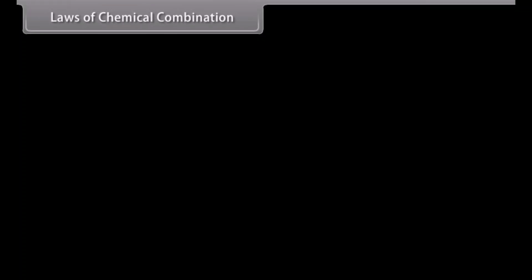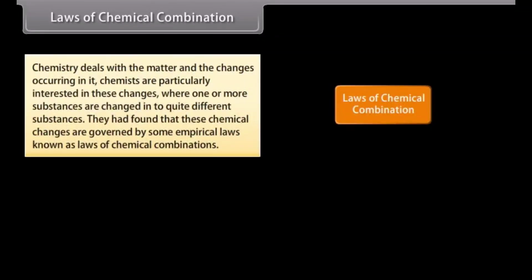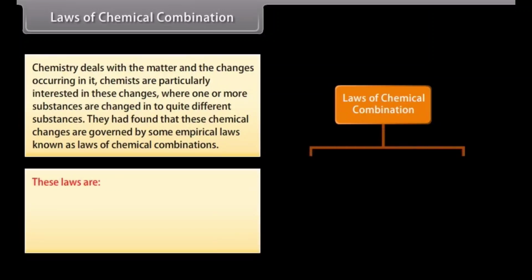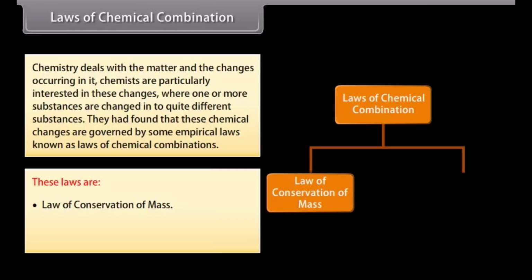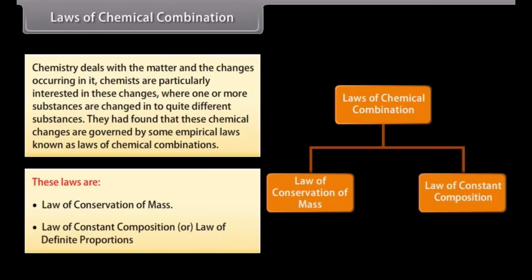Laws of chemical combination. Chemistry deals with the matter and the changes occurring in it. Chemists are particularly interested in these changes where one or more substances are changed into quite different substances. They found that these chemical changes are governed by some empirical laws known as laws of chemical combination. These laws are the law of conservation of mass, and the law of constant composition, or law of definite proportion.